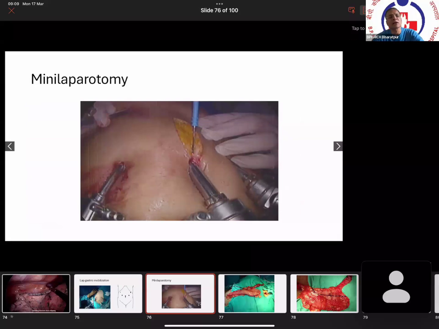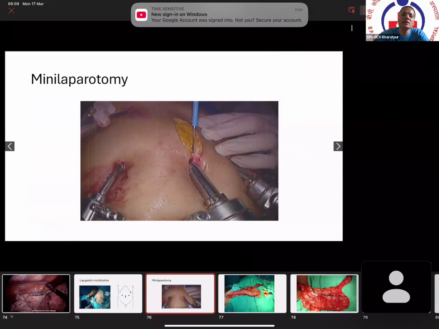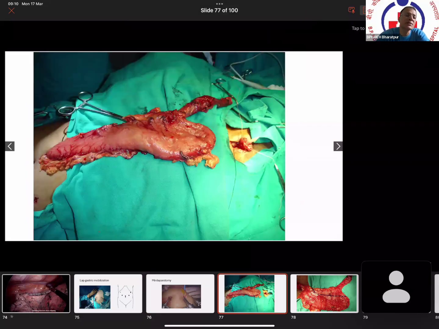I will not be showing the laparoscopic part of the gastric mobilization because of the constraint of time. At the end of the gastric mobilization, we use a mini laparotomy, about 3-4 centimeters in length here, for retrieval of the specimen. After the specimen is retrieved from the abdominal cavity, we can see this is the stomach.